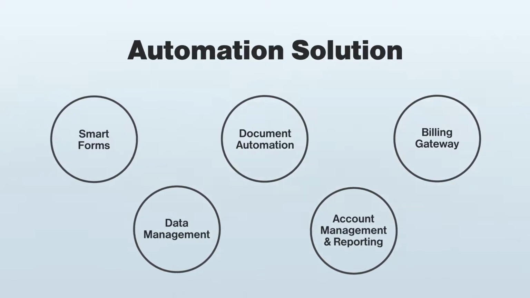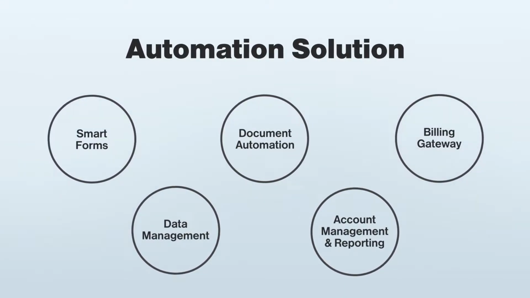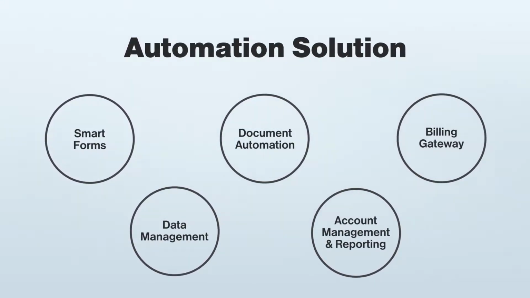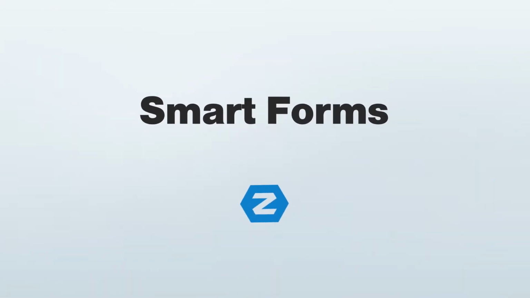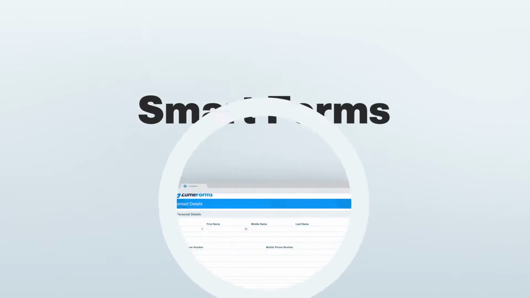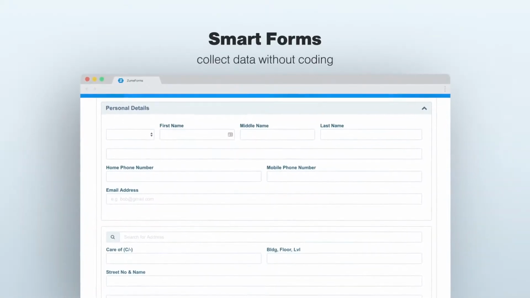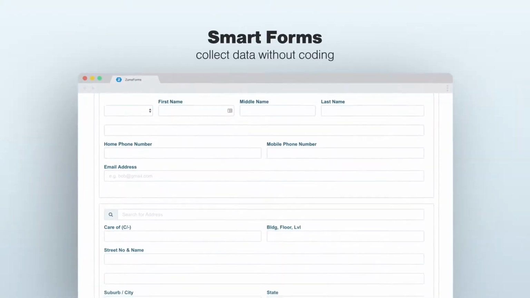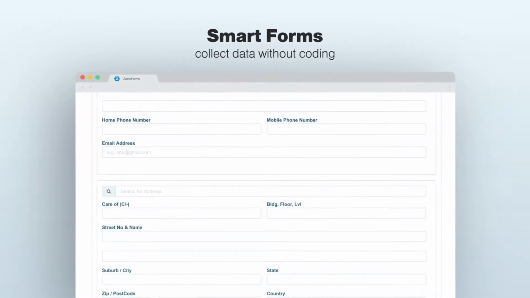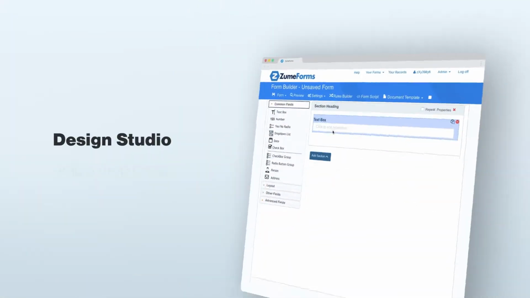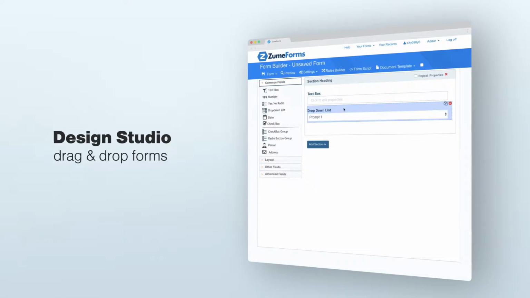Let's take a tour of the 5 areas and show you how we can open a world of opportunity for you and your business. The first way we help you connect with your customers is through our Smart Forms. Whether you're an office manager or the resident IT professional, we can help you collect data without writing a single line of code. Our rapid design studio means you can easily drag and drop an amazing form in just a few minutes.